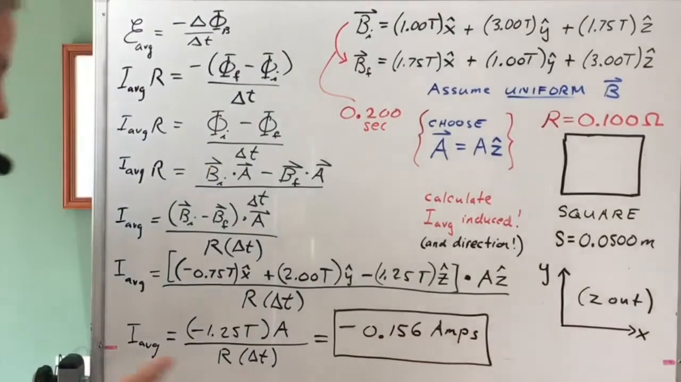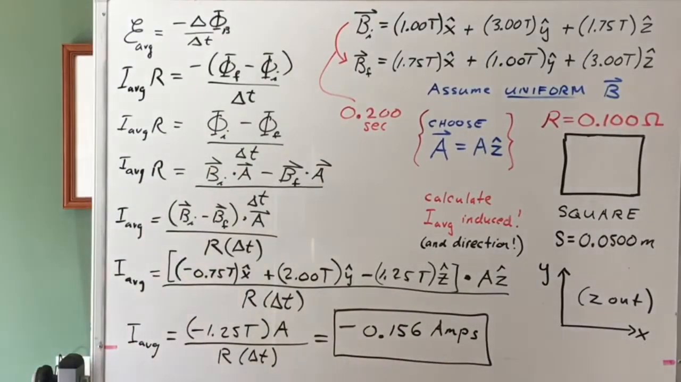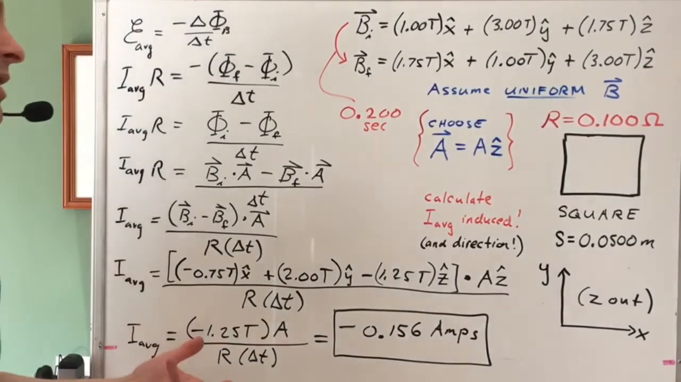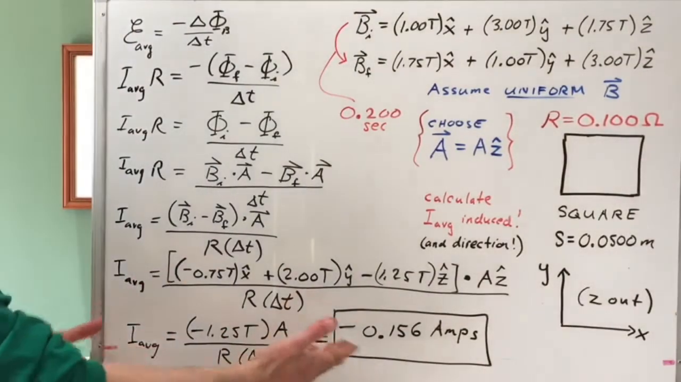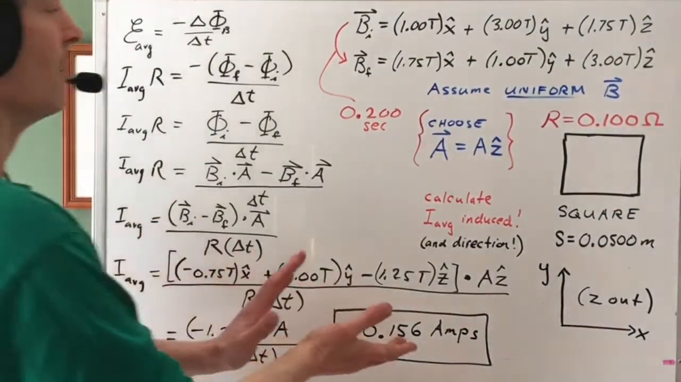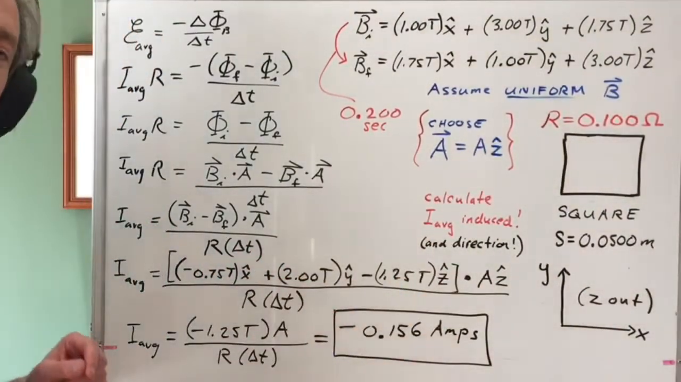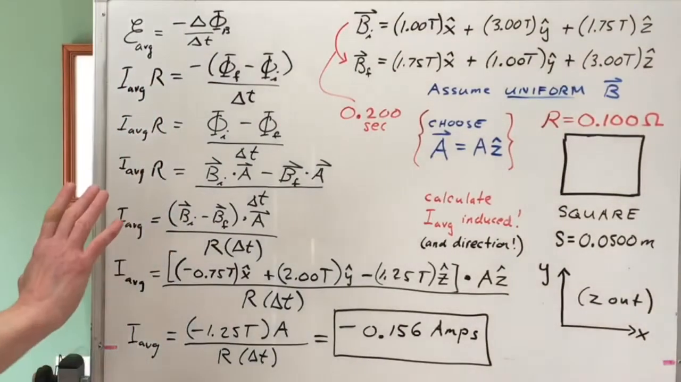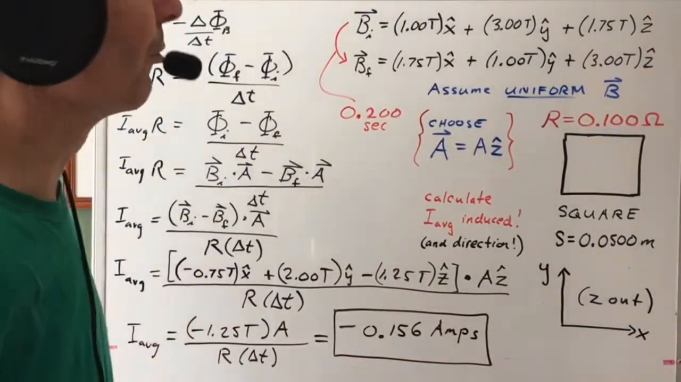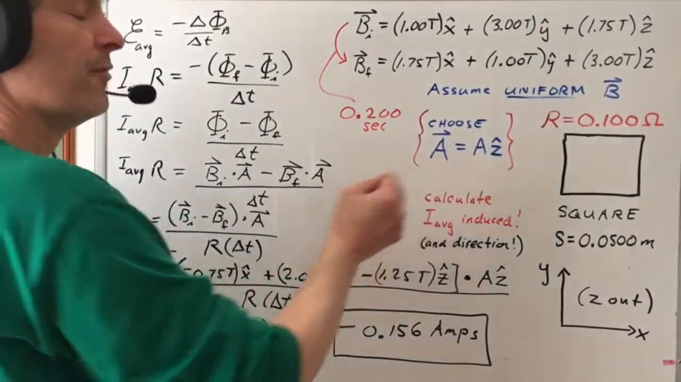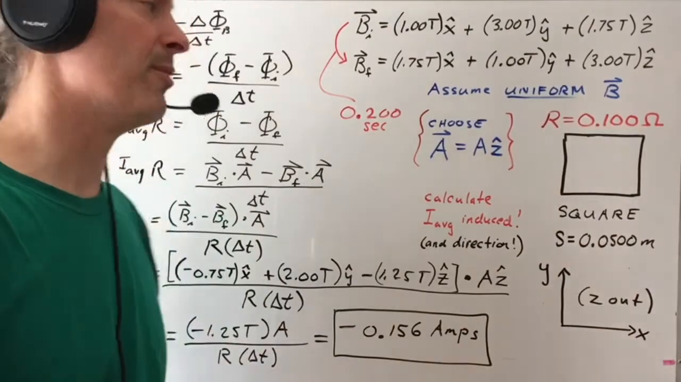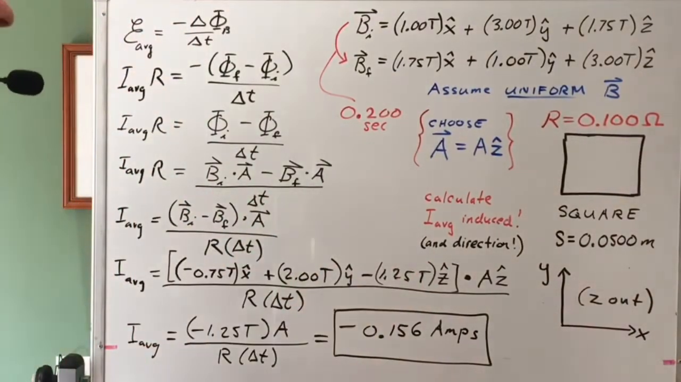All right, and that is the average induced current. We're not quite done yet. If all we wanted was the amount of it, well, the absolute value of this is 156 milliamps. Great. But which way is it going? Well, we can use the sign conventions from Faraday's law to figure this out if we're careful. Remember, there's a right-hand rule relationship between the area vector choice and the positive direction around the perimeter path, which would also be the positive direction of the current.